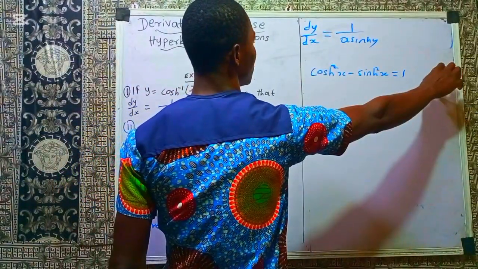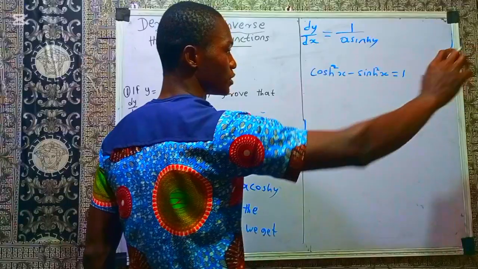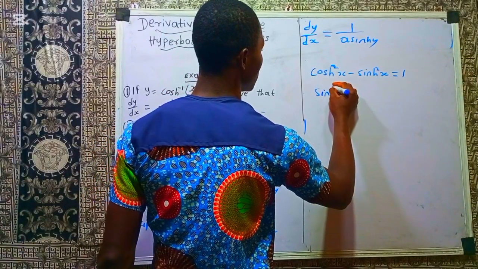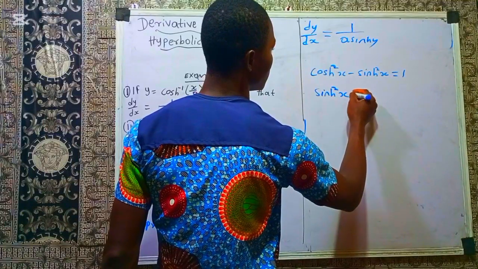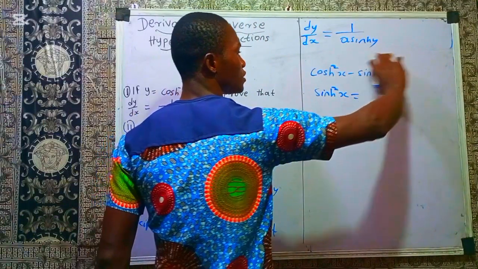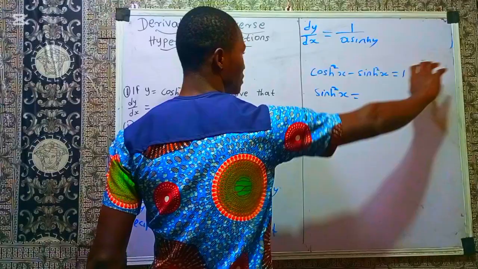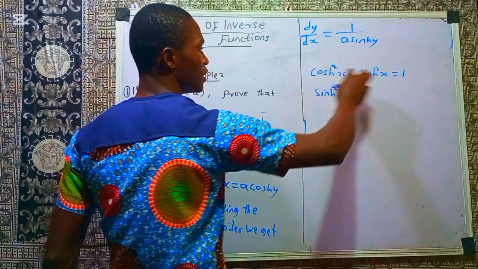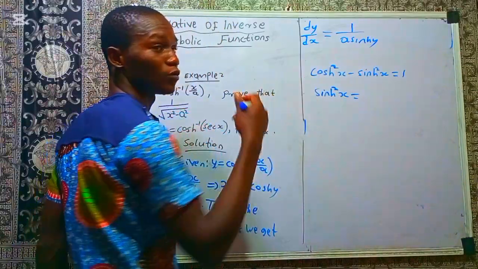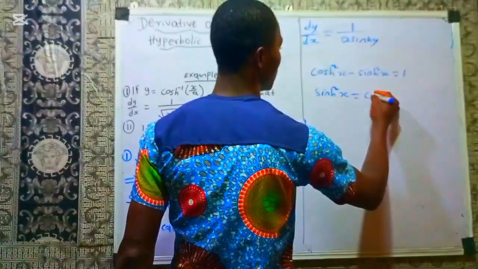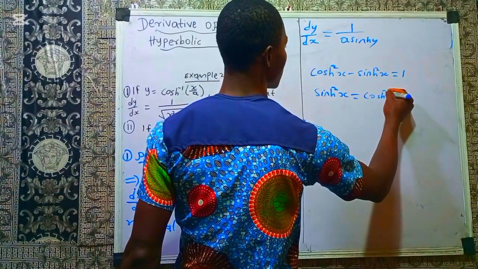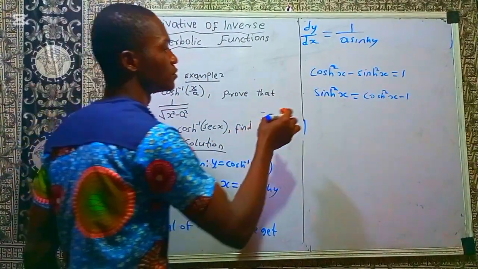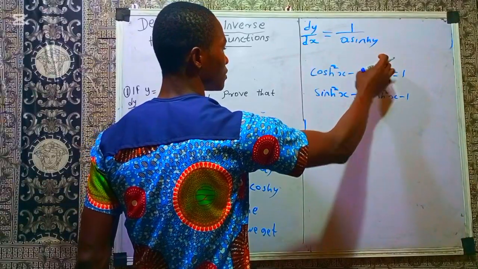If you move it to the other side, this minus will become positive. You have positive hyperbolic sine squared x is equal to, as I'm moving this quantity to the right, I'm also moving positive 1 to the other side. If you move positive 1 here, it changes to what? Negative. So we now have hyperbolic cosine squared x minus 1, right? So with this we have made this one the subject of the formula.